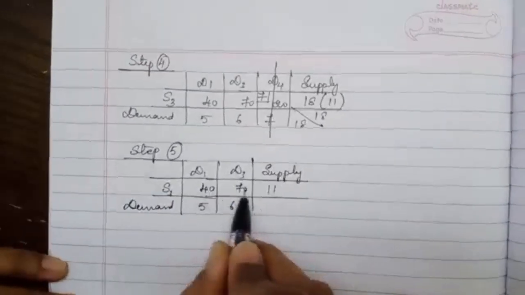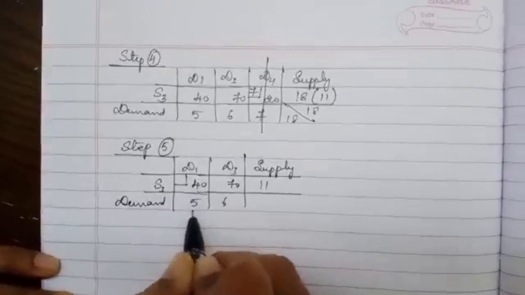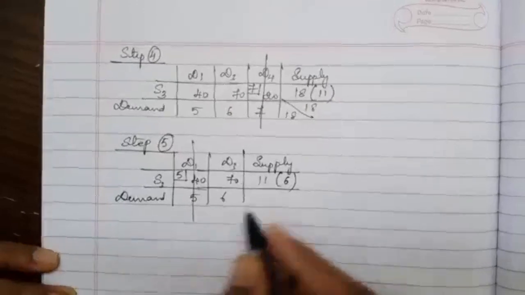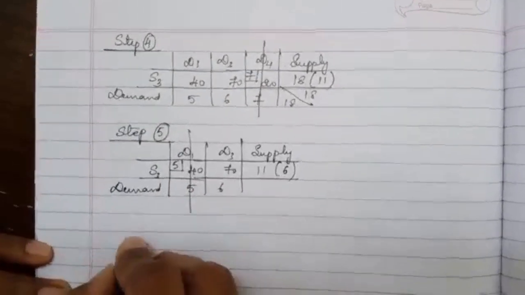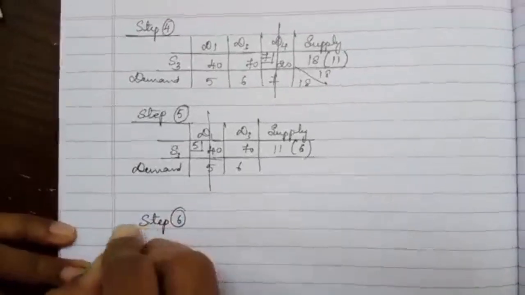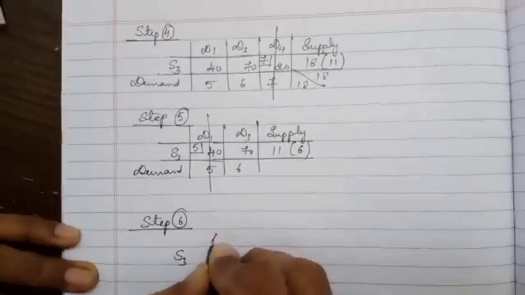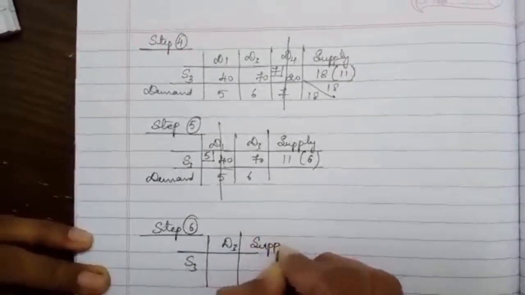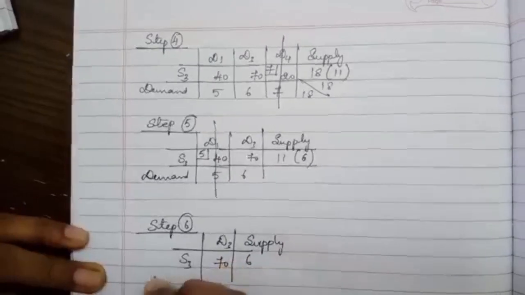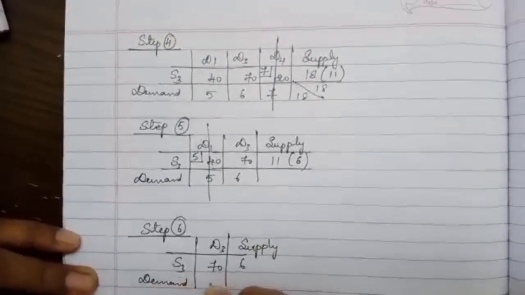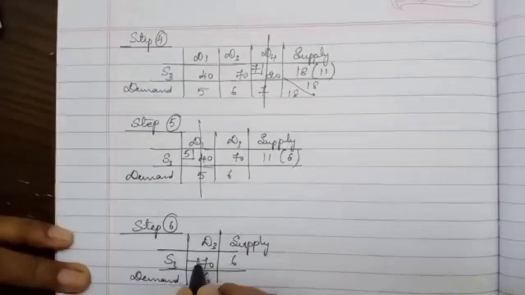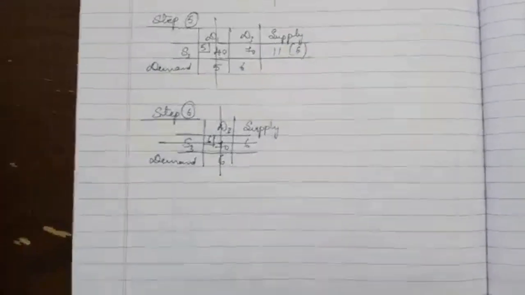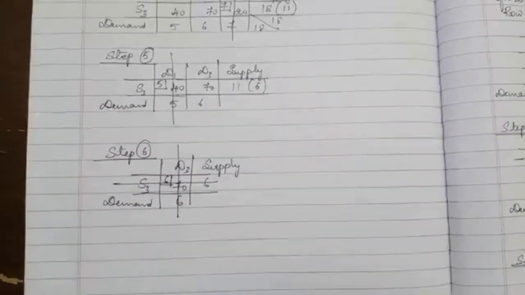40, 70. So in these two elements, 40 is least and demand is less than supply. So I've given demand here and I'm left with only 6 products with source 3. Step 6, we have S3 and D3 with supply 6, cost 70 and demand also 6. So I'm allocating this. Supply and demand are satisfied with this allocation. So you have to do it until you satisfy supply and demand.